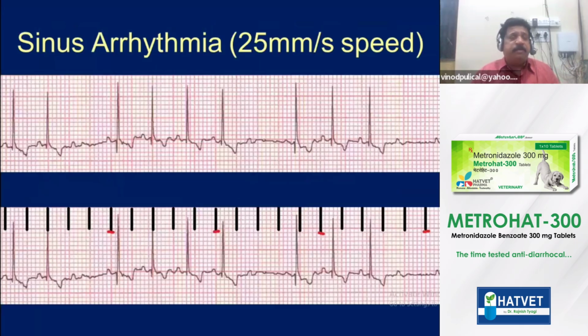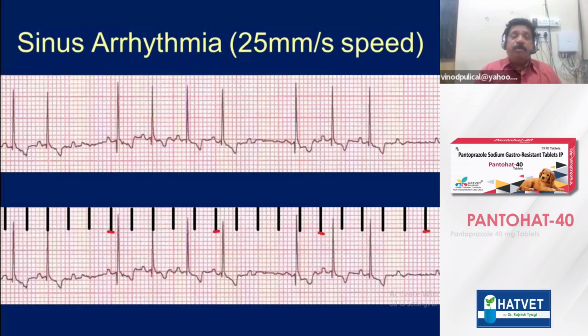Then coming to sinus arrhythmia, you can see the different RR intervals. This is sinus arrhythmia. Again, you can see it in this lower one also.